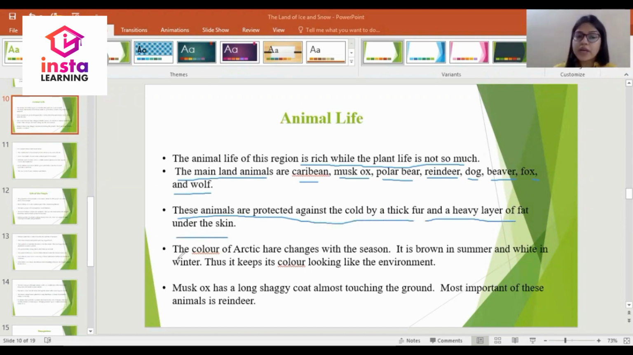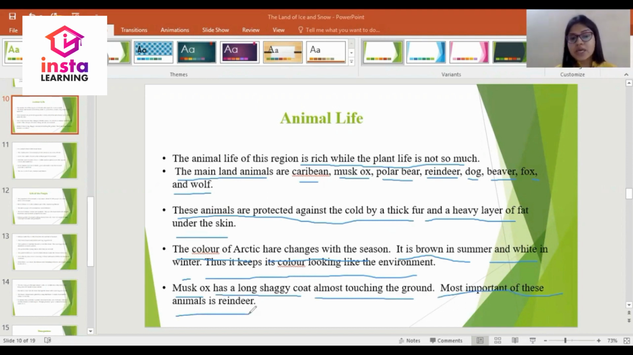The color of Arctic hare changes with the season. It is brown in the summer and white in the winter. Thus, it keeps its color looking like the environment. Dear student, musk ox has a long shaggy coat almost touching the ground. Most important of these animals is the reindeer. So, let's move ahead.